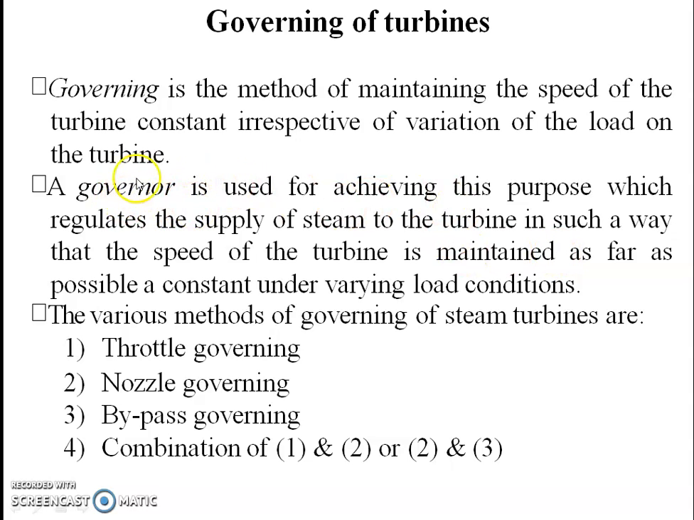Various types of governors are present to control the speed of the turbine. A governor is used for this purpose, which regulates the supply of steam to the turbine in such a way that the speed of the turbine is maintained as far as possible constant under varying load conditions. The various methods of governing of steam turbines are: first, throttle governing; second, nozzle governing; third, bypass governing; fourth, a combination of throttle governing and bypass governing; fifth, a combination of nozzle governing and bypass governing.